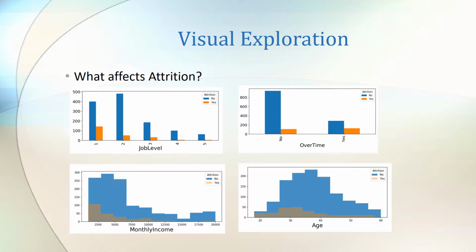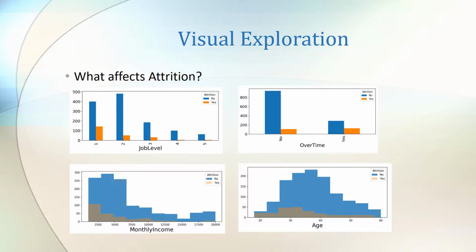So visual exploration, when we think about it, the first thing that comes to mind is what affects attrition. You can see some of the variables have been plotted against attrition. All the orange bars here denote the attrition class yes. So this is the part that is of interest to us. We can see that job level 1 is seeing the most attrition, and overtime yes is seeing the most attrition. So are the lower monthly incomes and the age group between 25 and 35.